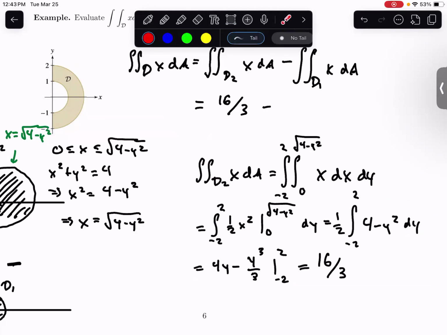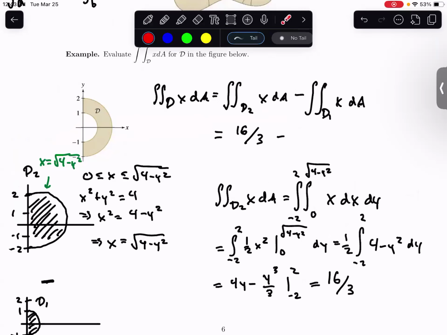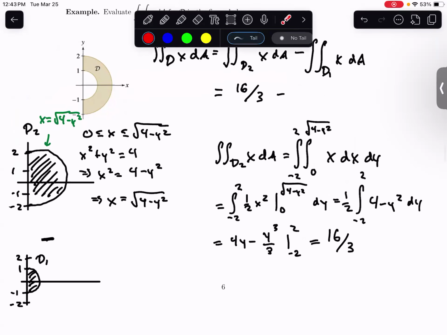Now we have to do the exact same thing with this smaller disk that we have. But it's pretty much the exact same process over again, right? The only thing that will change is instead of being like the square root of 4 minus y squared, this number 4 will be different.